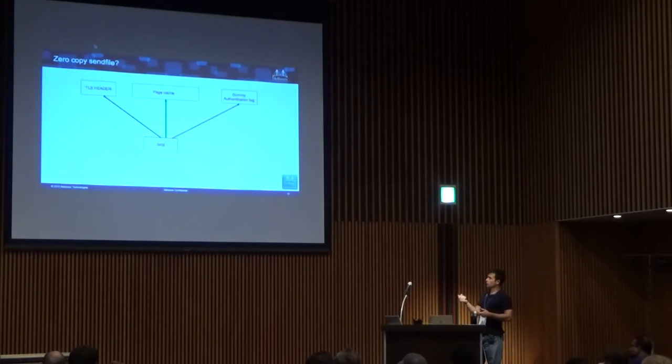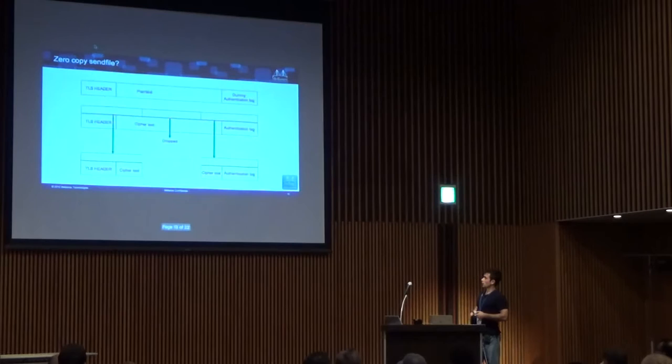So when we do a zero copy send file with crypto offload, then KTLS adds the TLS header, uses the data from the page cache, and adds a dummy authentication tag that is going to be filled by hardware. And when we send the payload, then it is encrypted by the network device. However, it is possible that some packet has been dropped while others have been received by the other side.